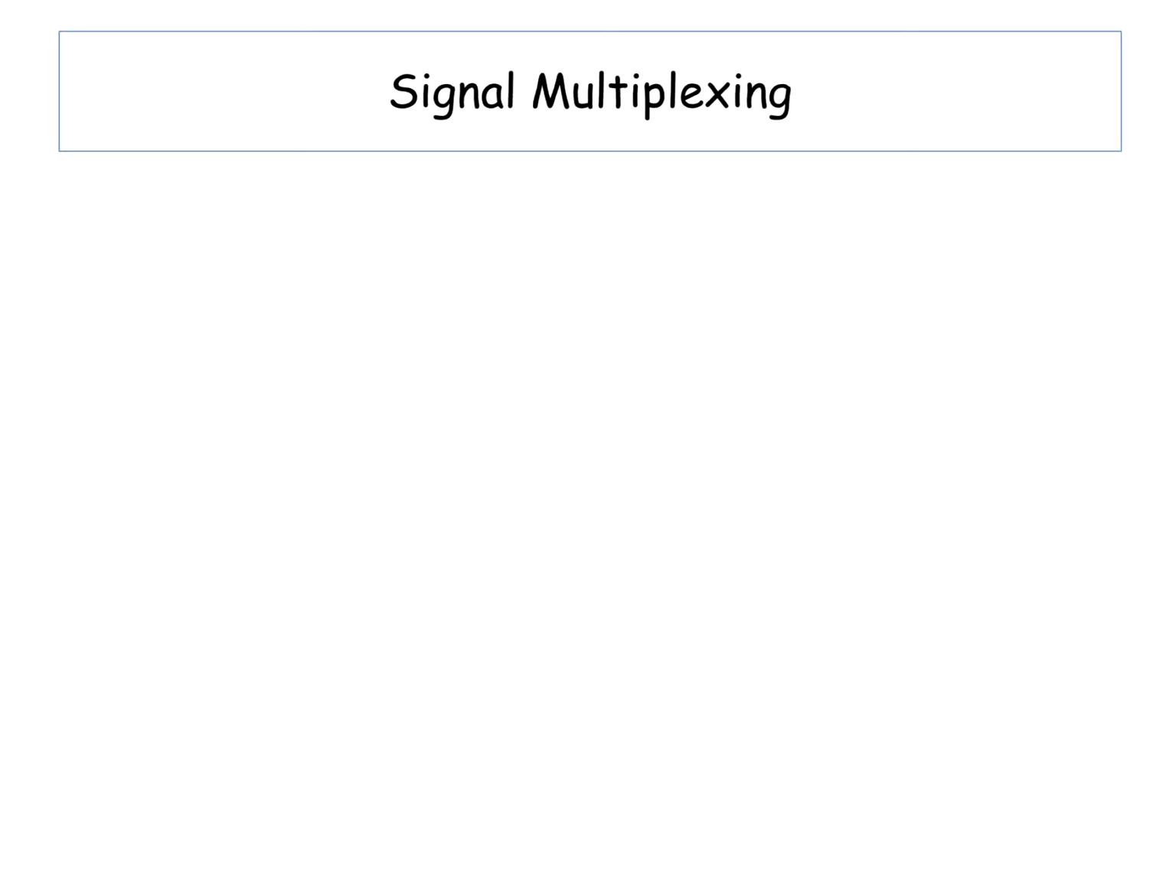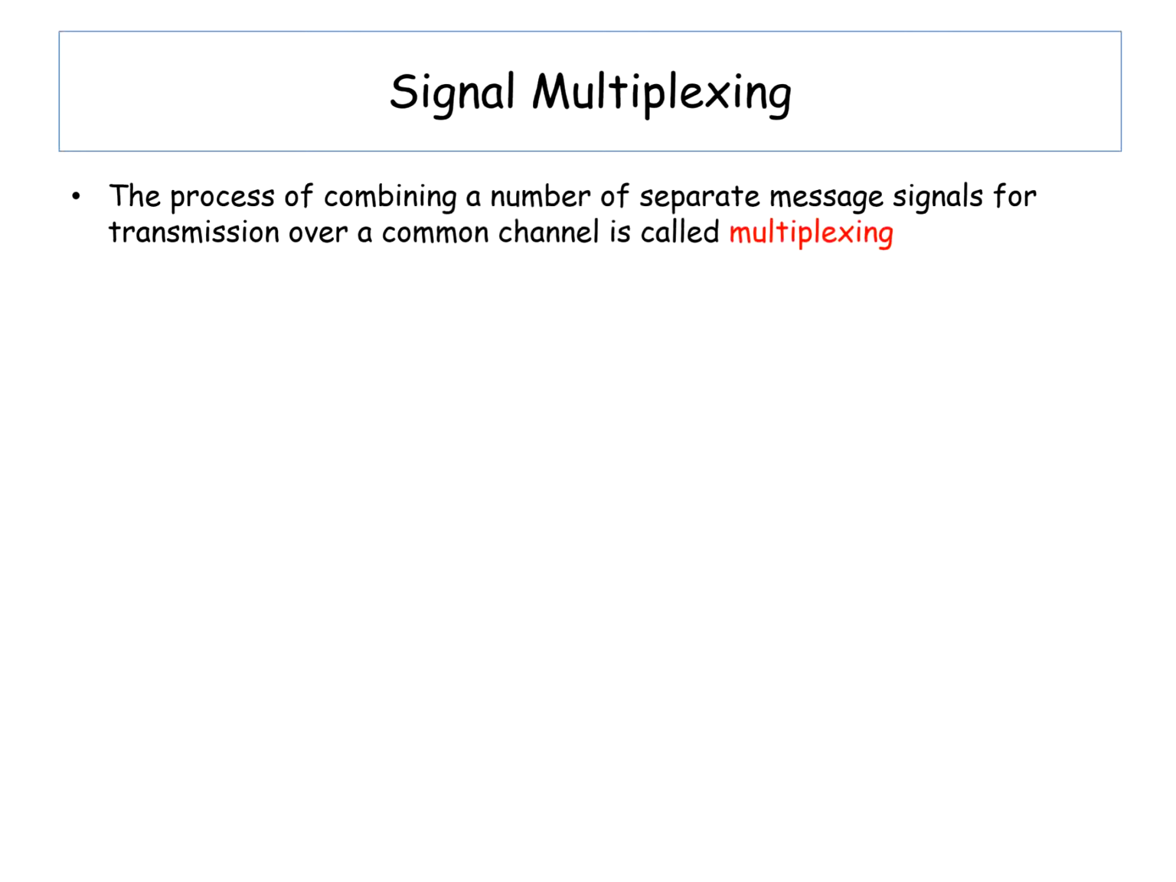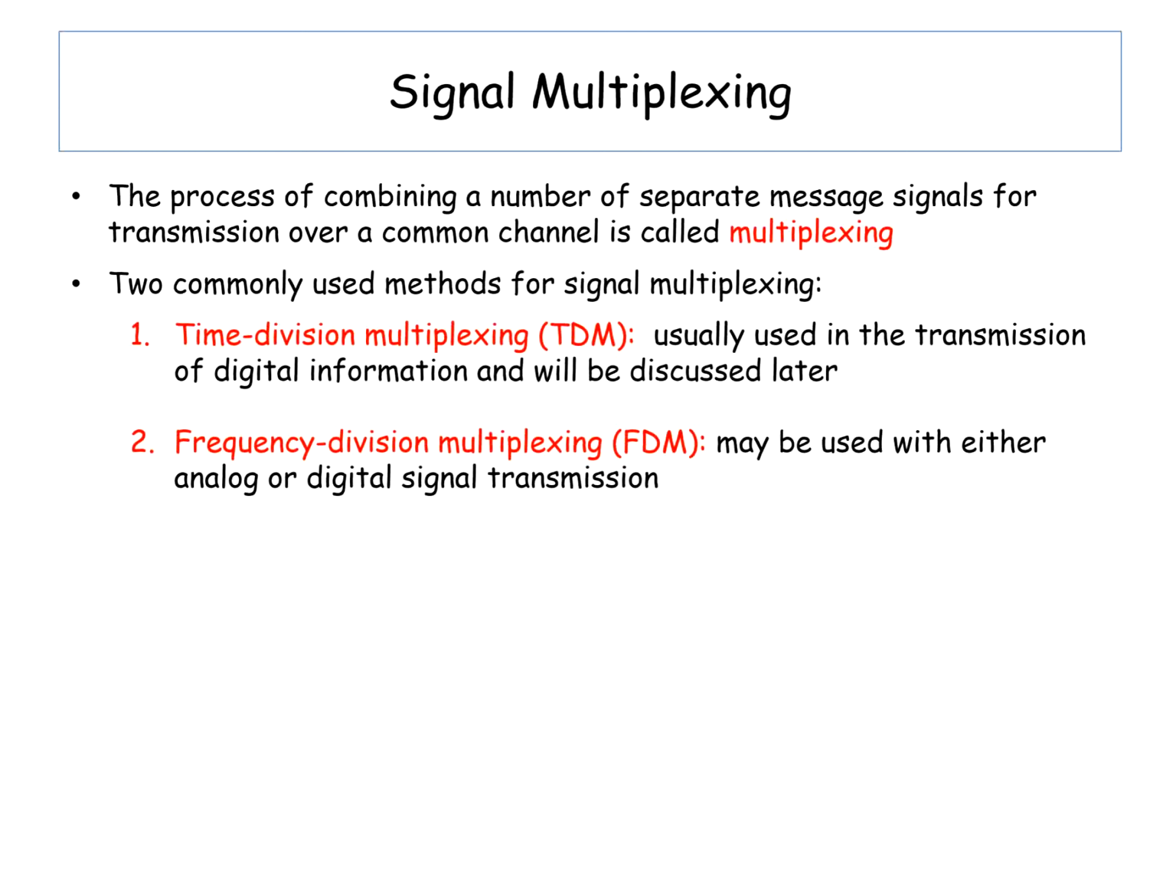By this slide, we initiate our brief discussions on signal multiplexing. The process of combining a number of separate message signals for transmission over a common channel is called multiplexing. There are two commonly used methods for signal multiplexing. The first one is the time division multiplexing, which is usually employed in the transmission of digital information and will be discussed later. The second is the frequency division multiplexing, which can be used with either analog or digital signal transmission. We will focus on frequency division multiplexing in the next two slides.